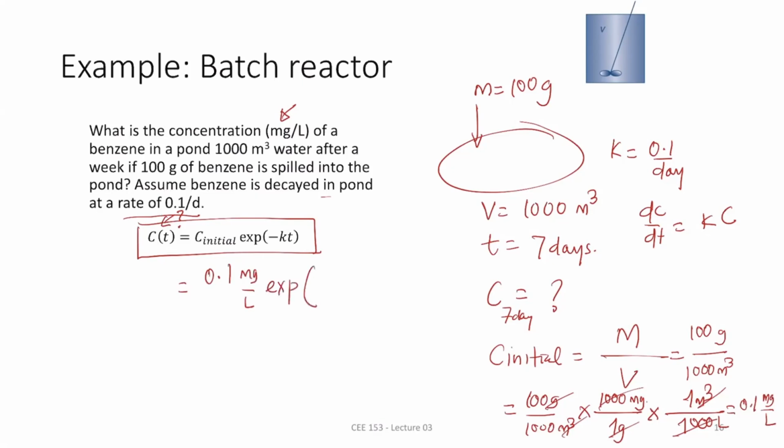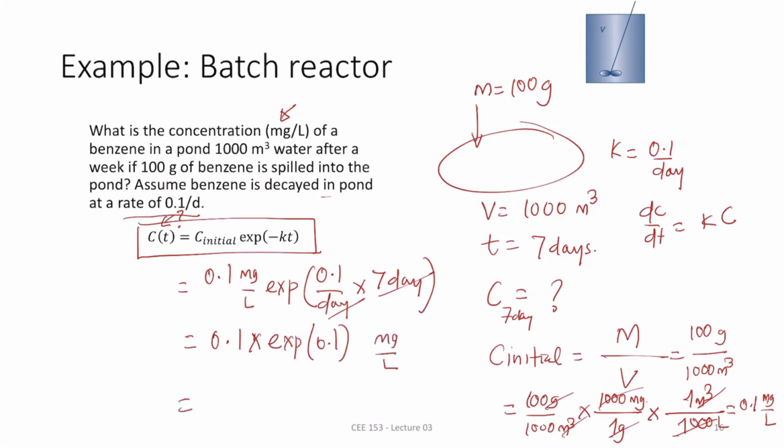In the exponential term, K is 0.1 per day times T is 7 days. Okay, they cancel, so this exponential term is unitless. So the answer is 0.1 times exponential, times 0.1 milligram per liter. So that number you can calculate, whatever that number is. Again, everything else is given. You just have to calculate the value.